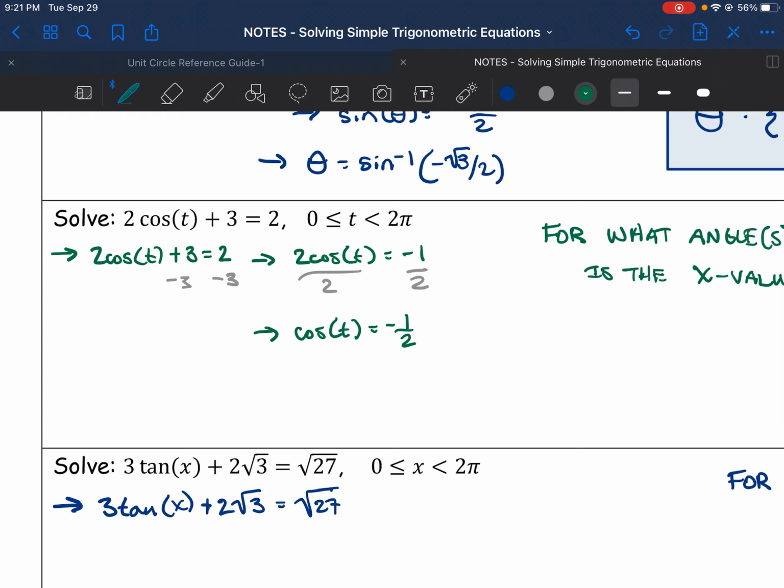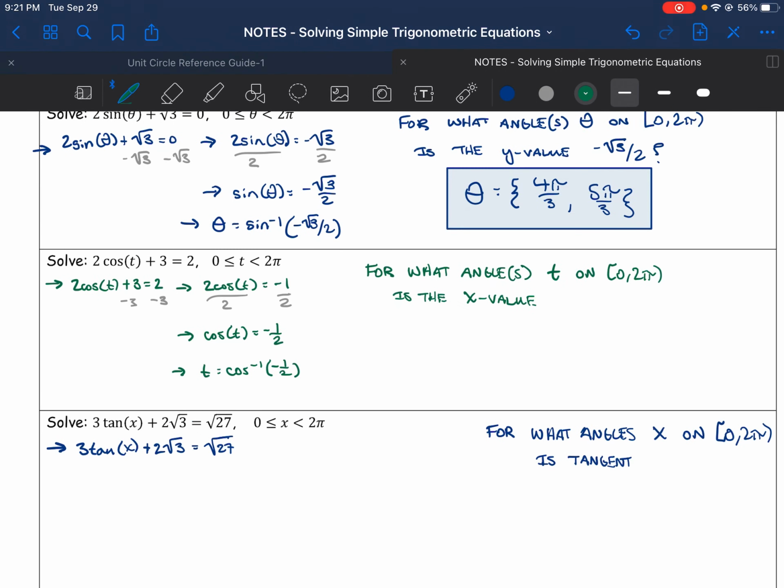And since we're trying to isolate for t, we know that if we take the inverse cosine of both sides, that'll get rid of the cosine on the left. So the angle t is equal to the inverse cosine of negative 1/2. So again, what this is really asking us is for what angle or angles, there could be multiple angles, t, on the restricted domain 0 to 2 pi, is the x value, since we're working with cosine, negative 1/2.